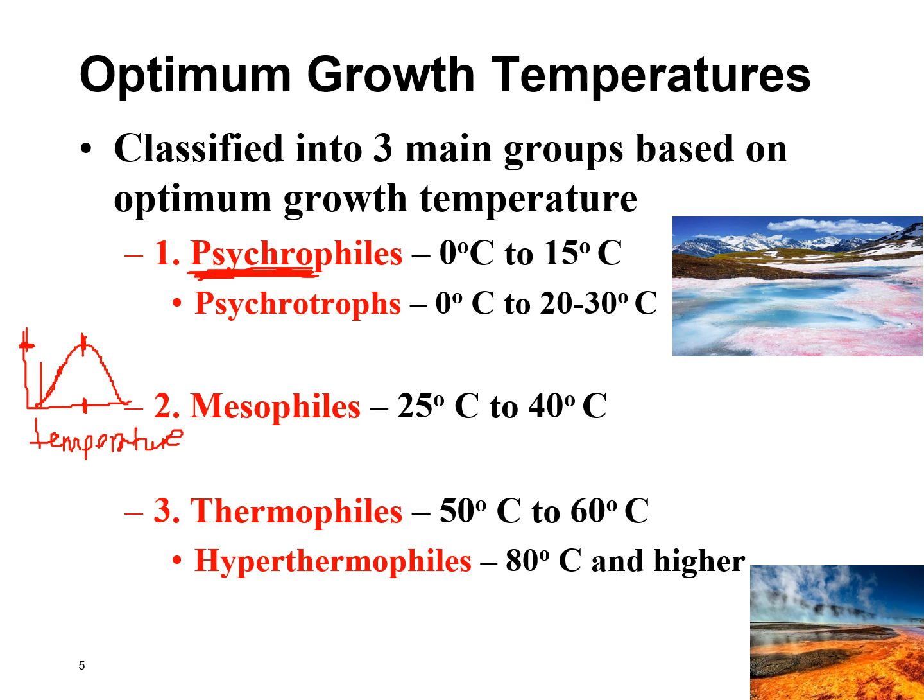Depending on their optimum growth temperature, you do not have to memorize these numbers, but just remember that if you have a psychrophile or a psychrotroph, their optimum growth temperature is in the colder range.